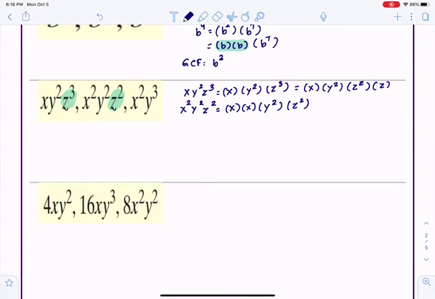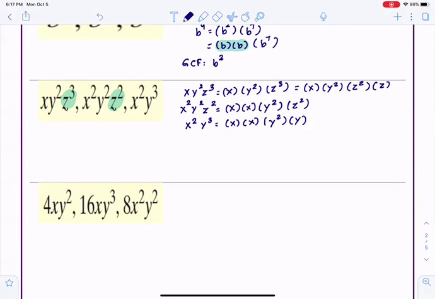And lastly, we have x squared, y cubed. I know the smaller exponents for the variables x and y are x and y squared. So I'm going to write the x squared as x times x. I'm going to write the y cubed in terms of the least exponent for y, which is y squared times y. Now we have to look for the greatest common factors for each of the variables.